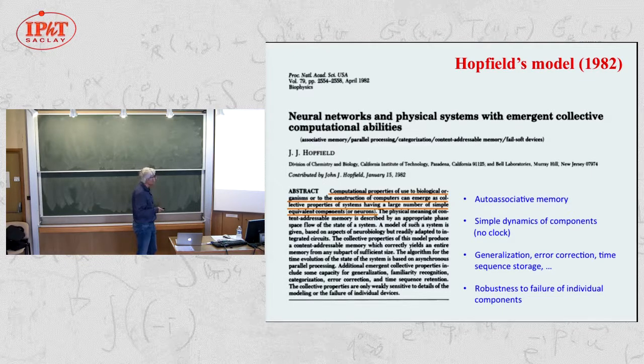So basically, the goal of this paper was to show how a very simple model of interacting units, very simple binary units, 0, 1, had interesting emergent collective properties, in particular to build some auto-associative memory.